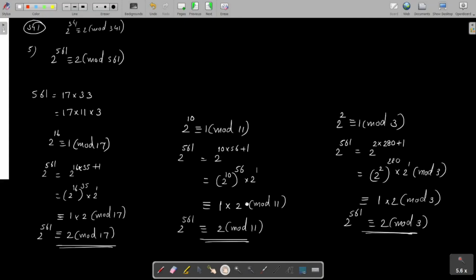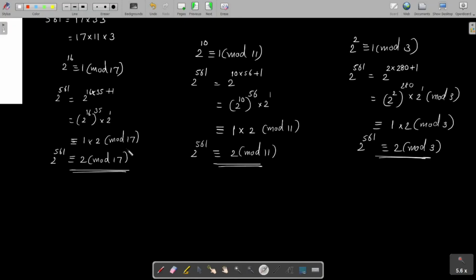Now we will combine these three results. We have LCM of 17, 11 and 3 equal to 561. So these three results imply that 2 raised to 561 is congruent to 2 mod LCM of 17, 11 and 3. That's actually equal to 561. So we have 2 raised to 561 is congruent to 2 mod 561.